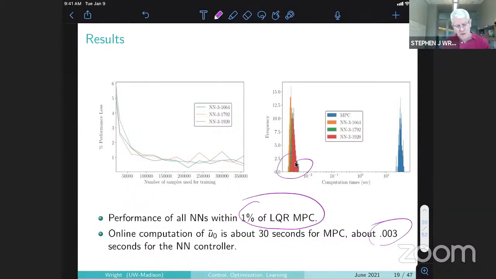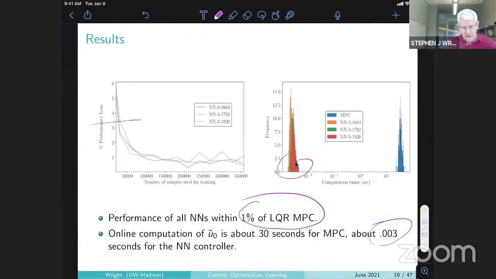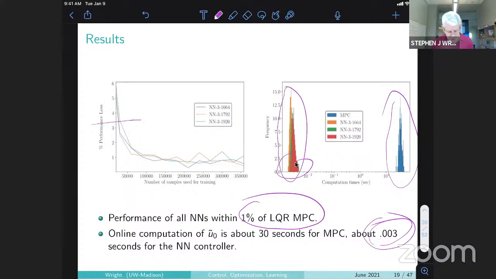That is, once you've trained the neural net, which takes an enormous amount of time, you have to take all 360,000 training samples, you have to call Adam and a standard training package like PyTorch to train the weights in the neural net. But once you've done that, actually deploying the neural net is incredibly fast. It takes about 1/10,000th as much time as solving the QP. So this was a distribution of how much time it took to solve the QP. You can see about 30 seconds. And for the 3 neural nets, it's down here around about 0.003 seconds. So much, much faster.